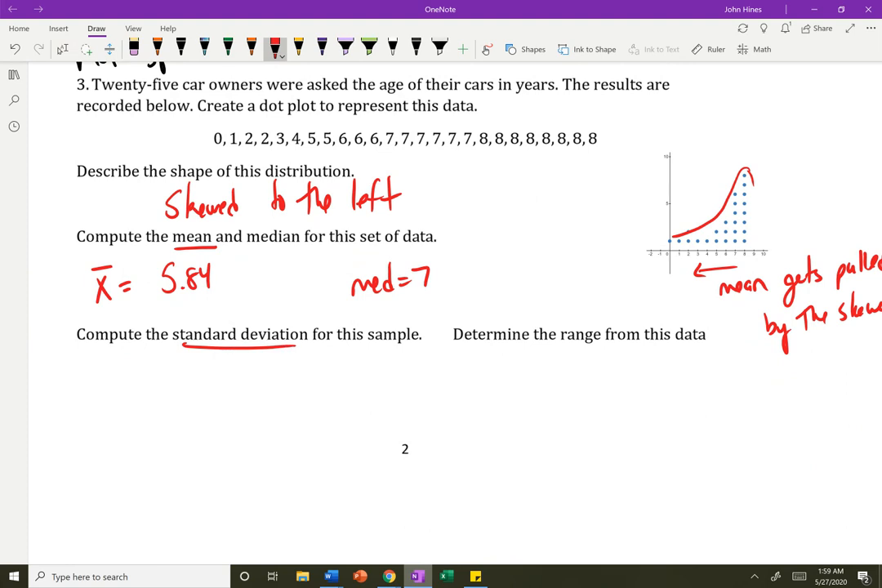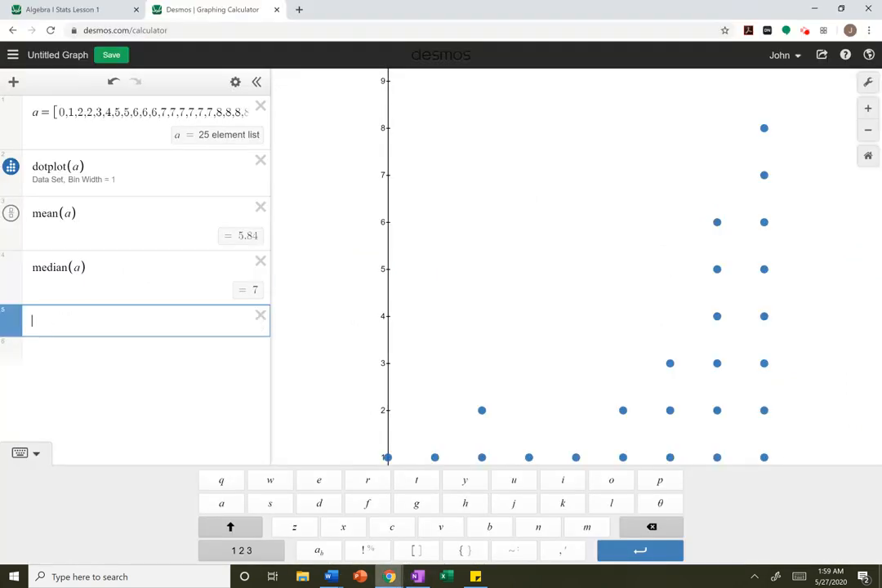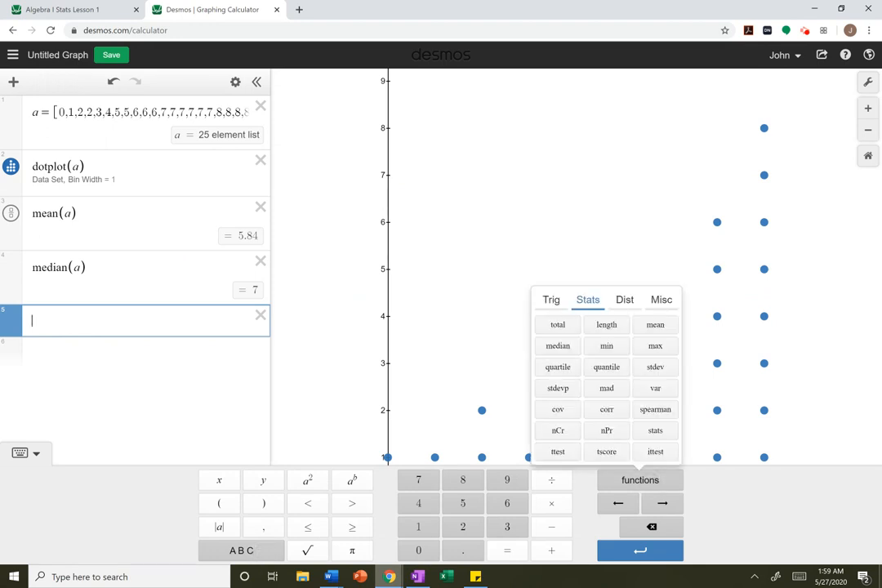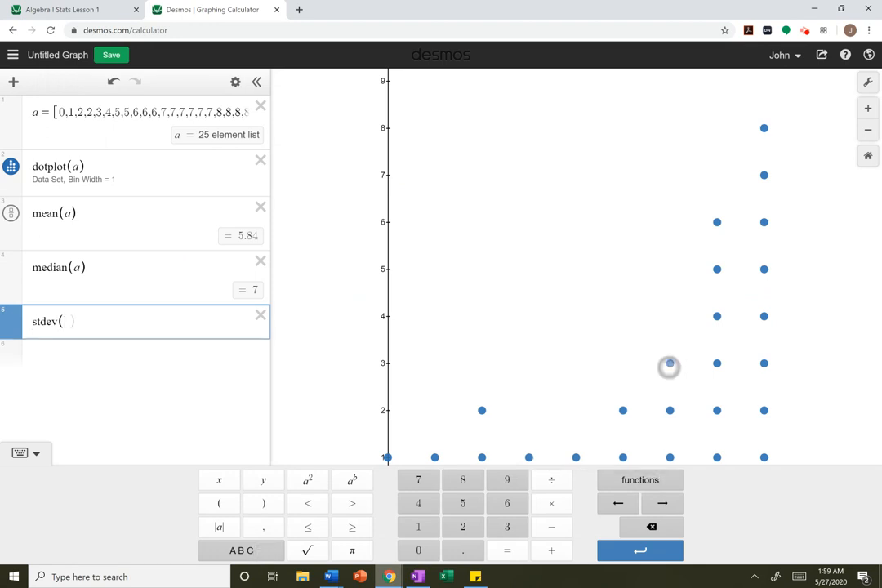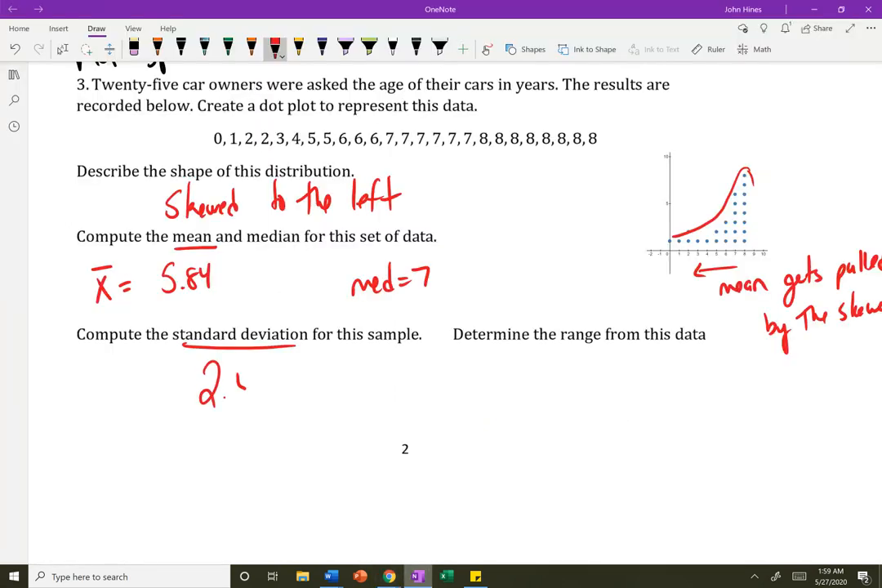Compute the standard deviation for this sample. The standard deviation comes right from our calculator here. Functions, STDEV, standard deviation of A, is 2.46. It's a measure of spread. On average, I'm 2.46 from the center, from the mean.